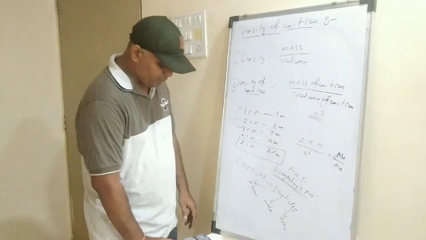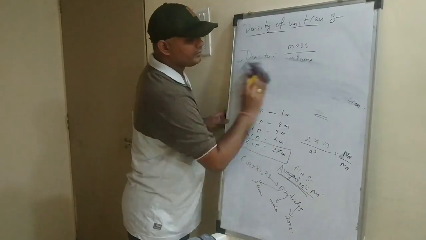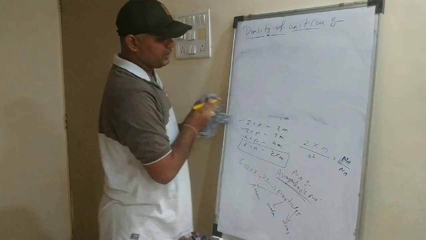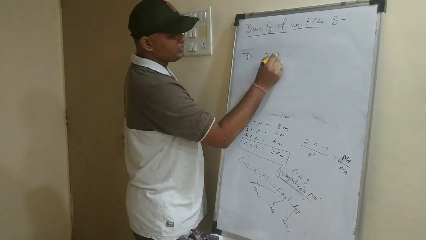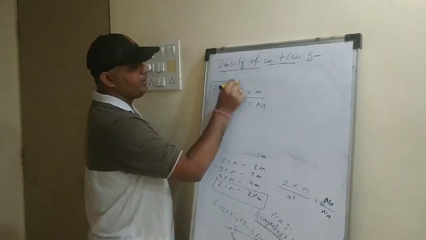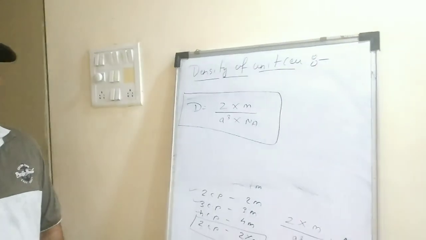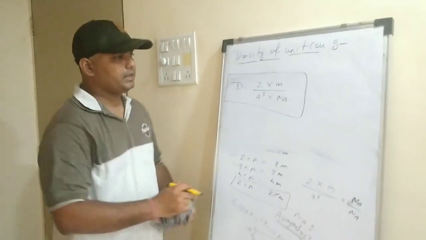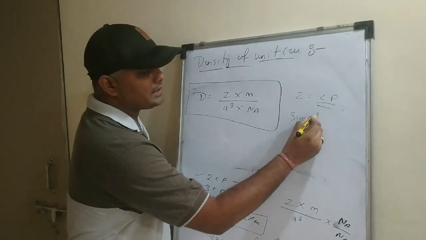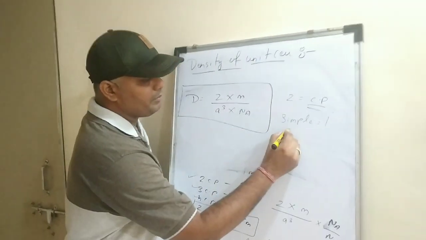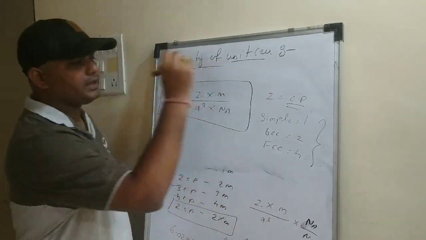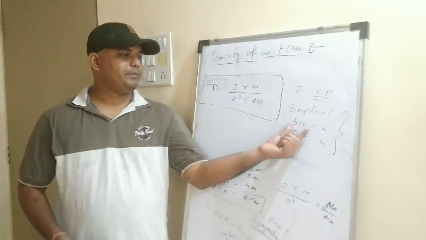Now what will be the final formula? We will derive the formula. Final equation: density is equal to Z into m divided by A cube into Na. So this will be your final equation of the density. This is how you are supposed to calculate the density. What is Z? Z is nothing but the number of constituent particles. For simple cubic it is 1, for BCC it will be 2, and for FCC it will be 4, right?